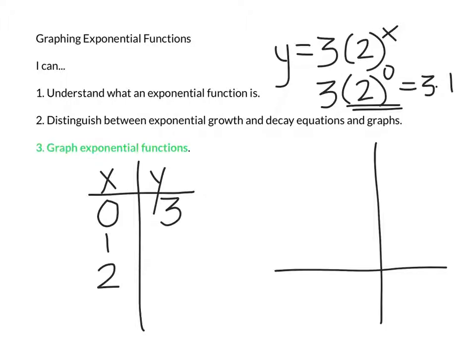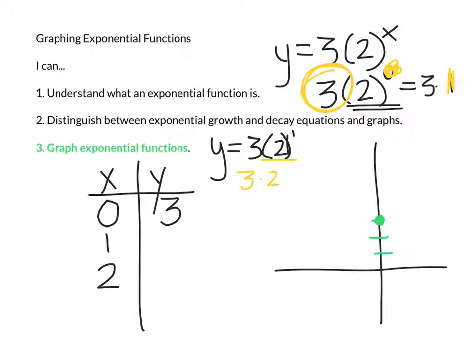That's why this number right here is your y-intercept every time. Because if you raise something to the 0 power, the answer is always the same, it's 1. So I'm going to graph the point (0, 3). Now let's go back and let's take 1 and put it into the equation. y equals 3 times 2 to the first. Well, 2 to the first is 2, so 3 times 2 is 6. So when we get over here to 1, we're already up to 6.